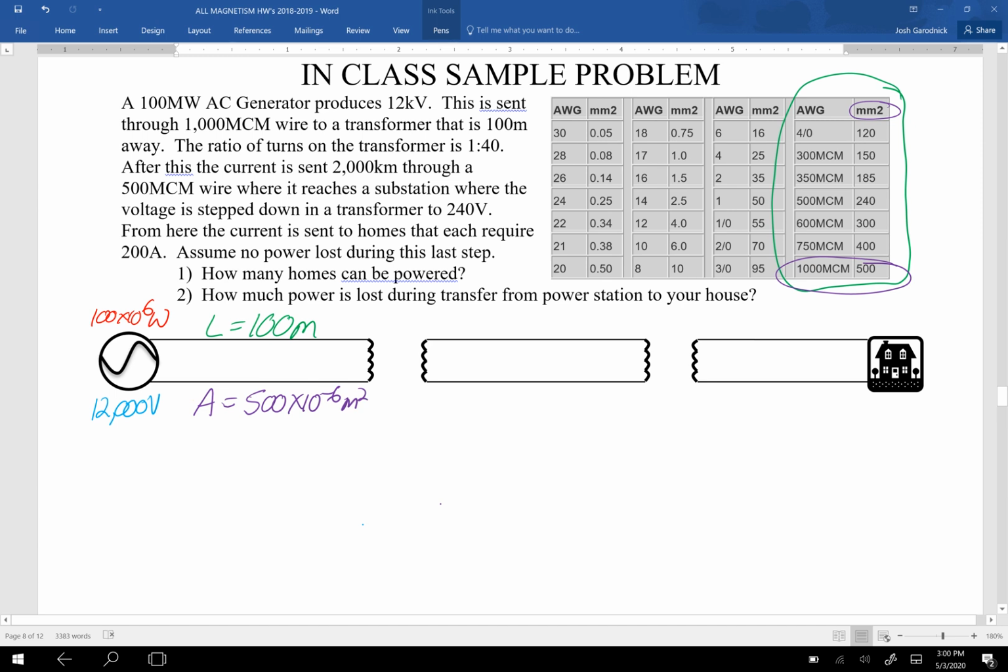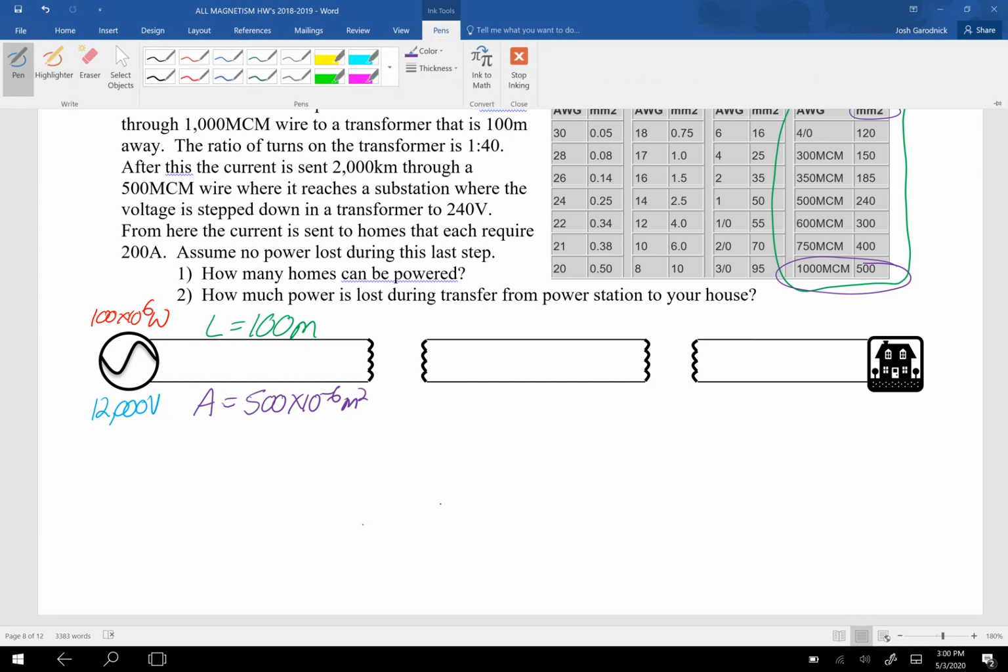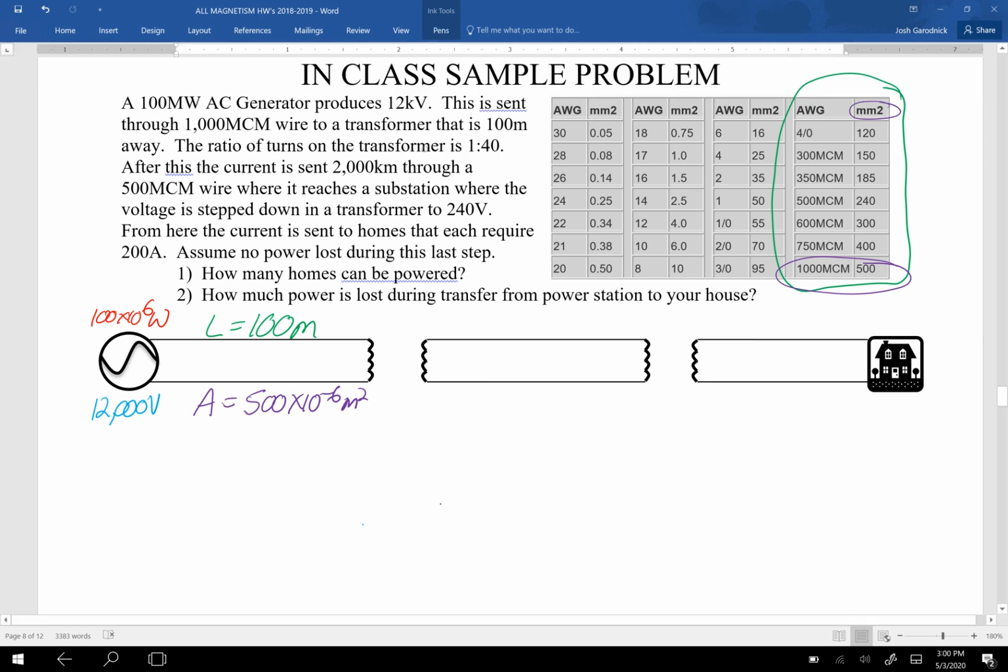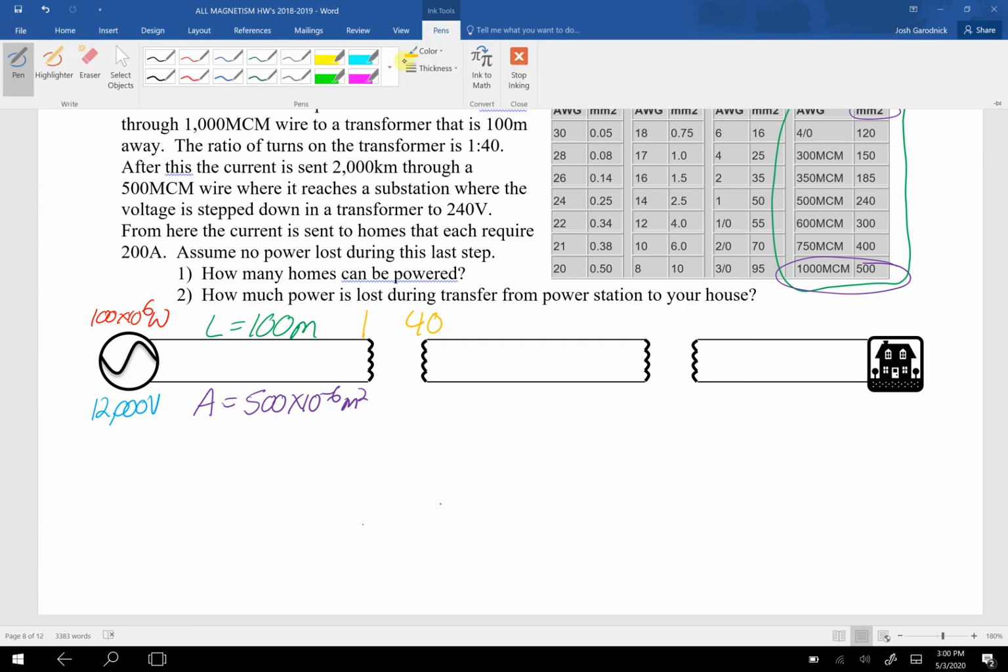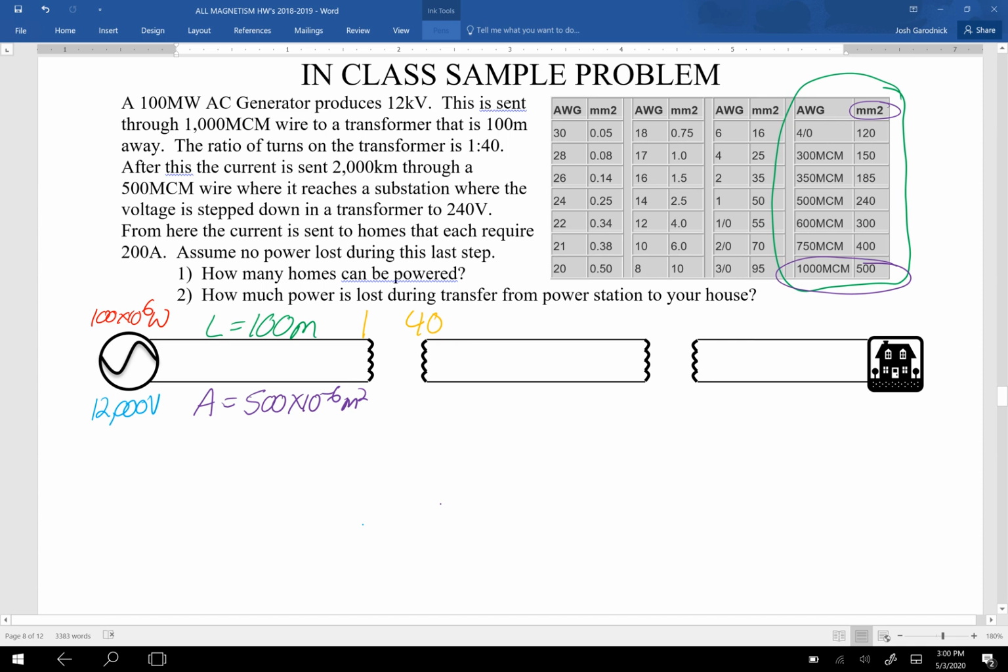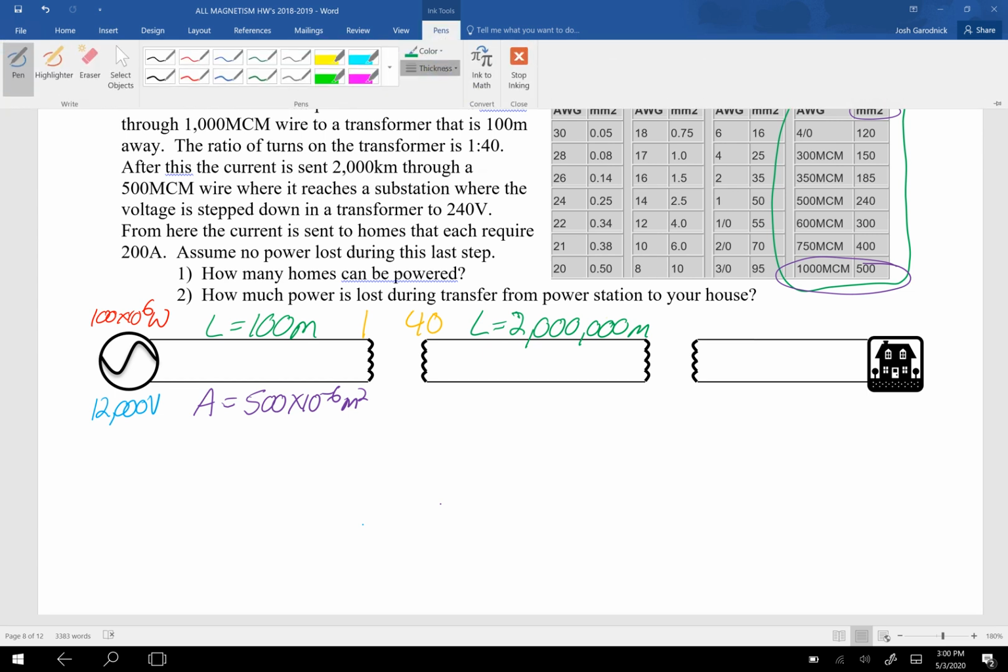No big deal. It then says, as I continue to go back to the problem, that this electricity is sent to the transformer that has a turn ratio of 1 to 40. So I'm going to write that right on my chart. 1 to 40, right on the picture. This is definitely a step up transformer because there's more turns on the secondary. It says afterwards that this power is sent through 2,000 kilometers. So that's the length of 2,000 times 10 to the third, or 2 million meters, a lot of meters, through a 500 MCM wire.